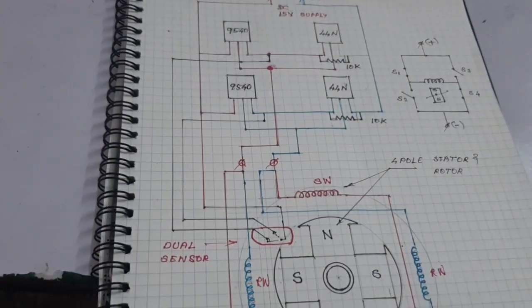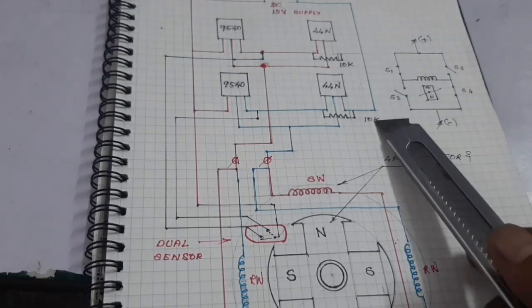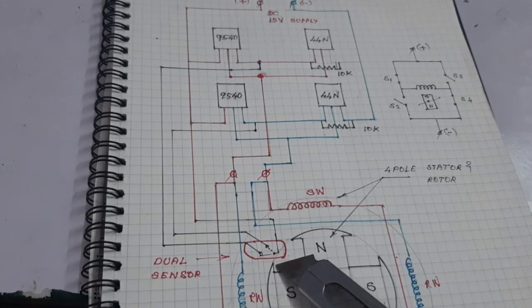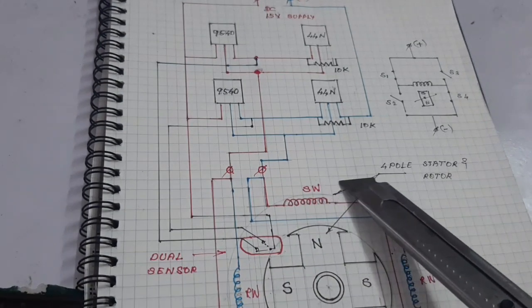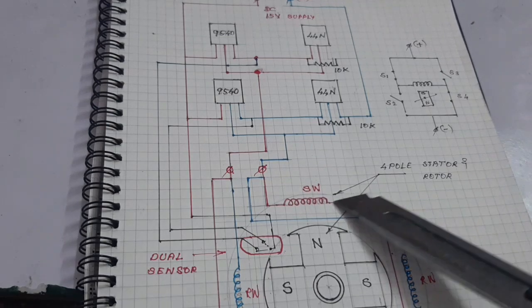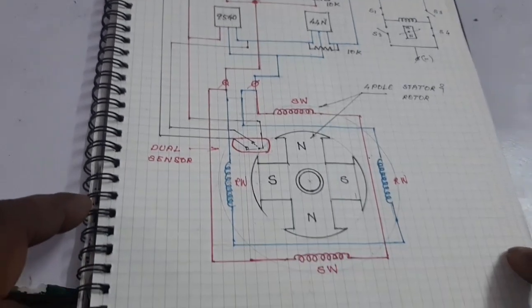Look at the drawing. This is the hybrid MOSFET drive, and here is the dual sensor. Okay, these are the additional components required to run the BLDC motor. Now look at the picture.